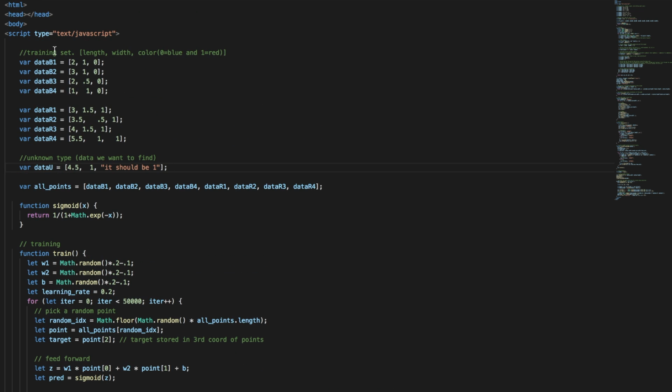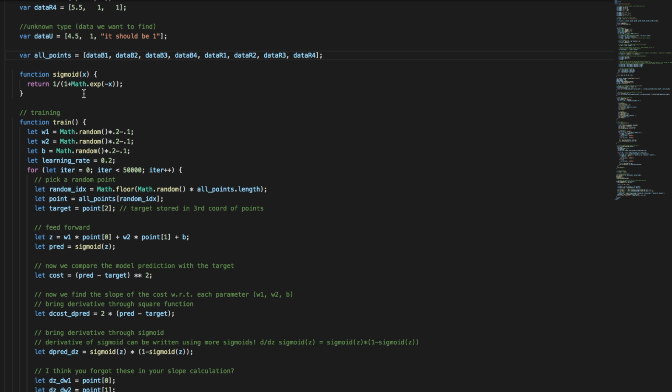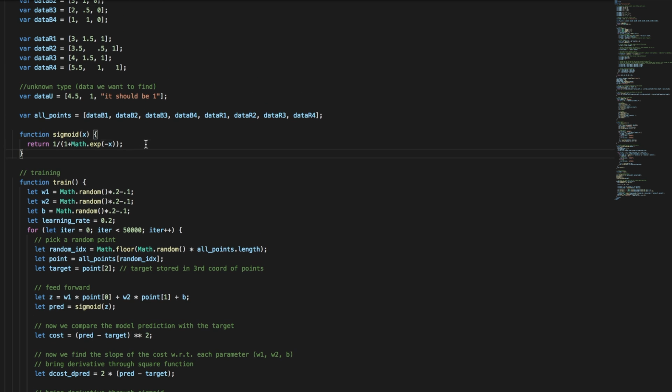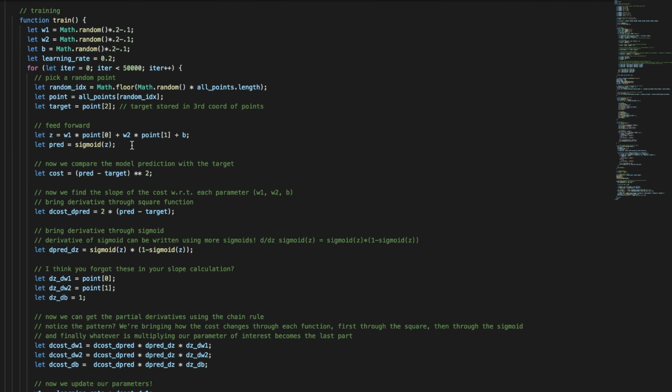Now I take all these flowers and just put them in a whole new list so I have easy access to them. I define sigmoid, which we're going to use, and if you remember, that's 1 over 1 plus e to the negative x. Now here's how we train it. Here's how we solve it. So we have 3 parameters, w1, w2, and b, and I start them off as random numbers, and we'll see more about weight initialization in future videos.